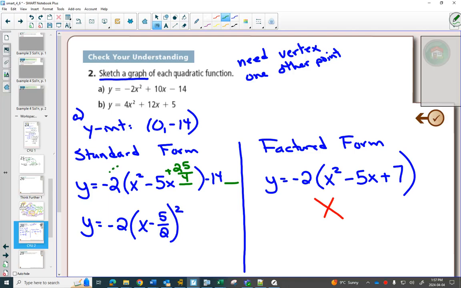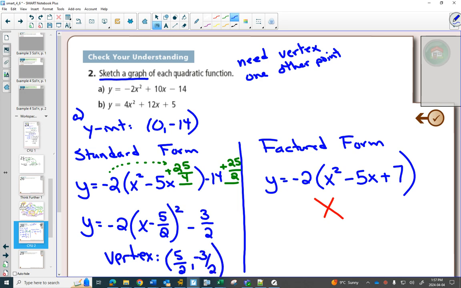Well, what have I actually done? I've actually subtracted 50 over 4, which is 25 over 2. So the opposite of subtracting 25 over 2 is adding 25 over 2. And then I would need a common denominator between negative 14 over 1 and 25 over 2 in order to add those fractions. Can you see that negative 14 is negative 28 over 2? So adding these together will be negative 3 over 2. And I now know my vertex is at (5/2, -3/2).